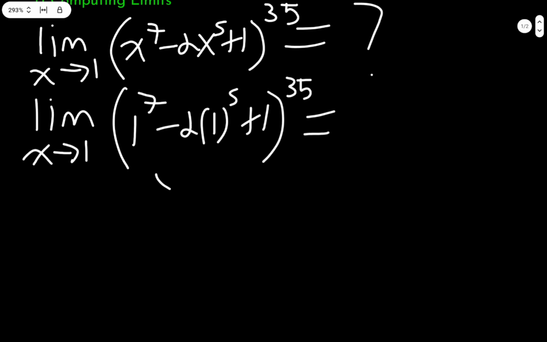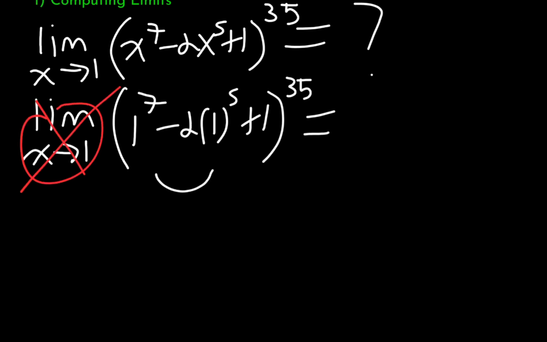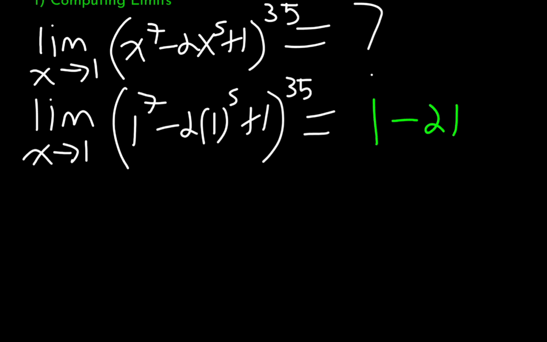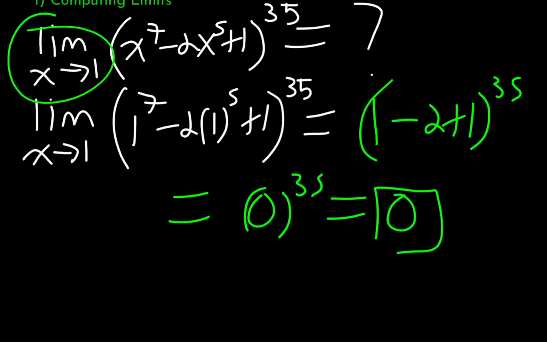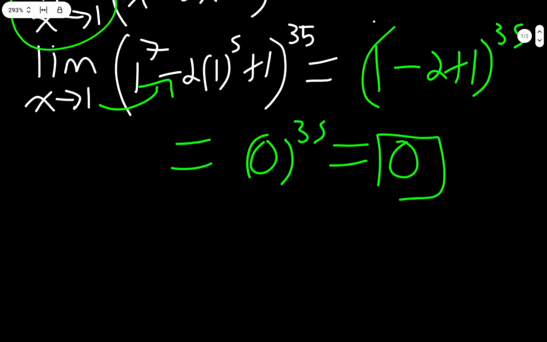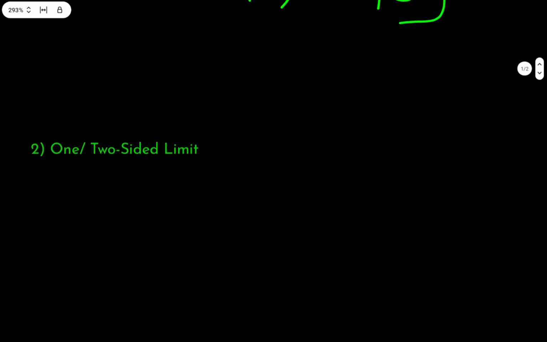This is going to be a constant now, so we don't have to have the limit notation anymore. We can get rid of this and just write it as a number. So it's going to be 1 minus 2 plus 1 to the 35th, which is going to be 0 to the 35th, which is 0. So that's our answer for this limit. And it makes it much easier when we can just plug this in. But as you're going to see down below, this gets pretty nasty quickly.